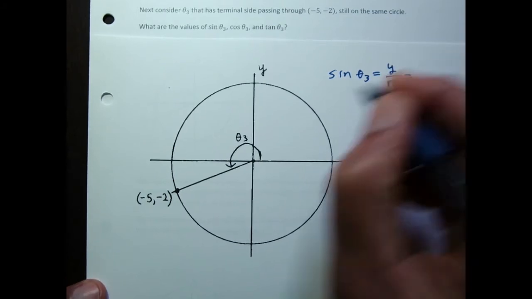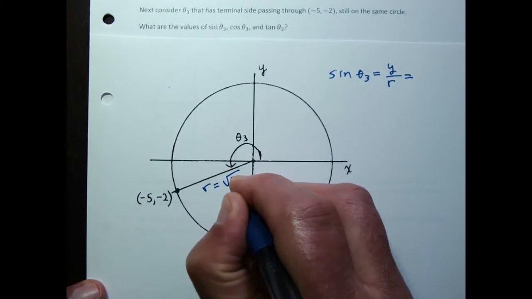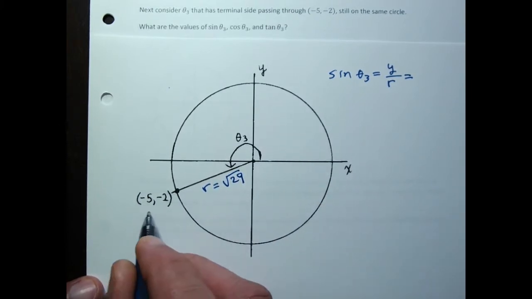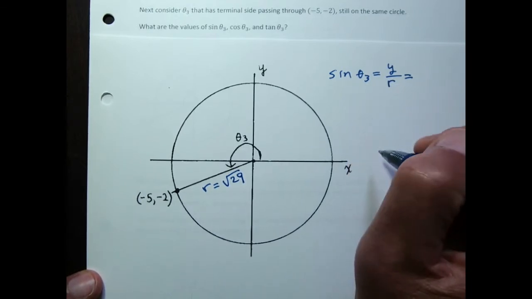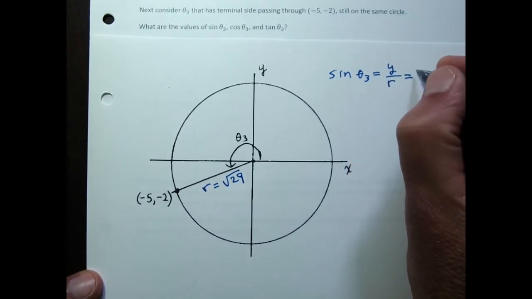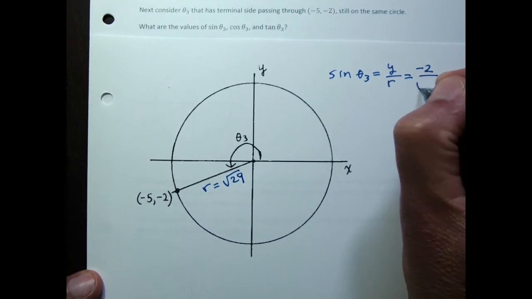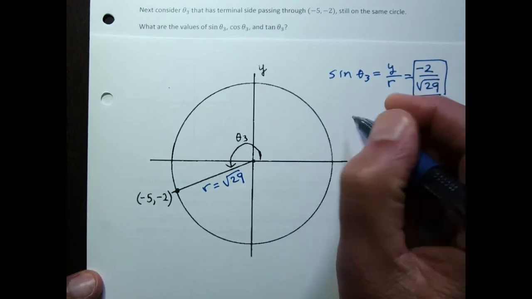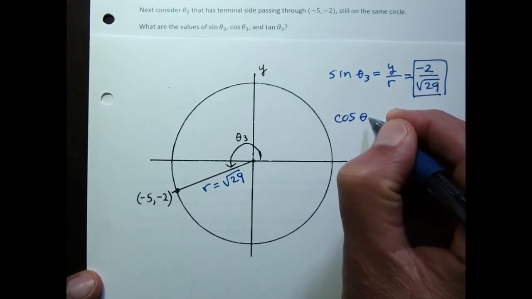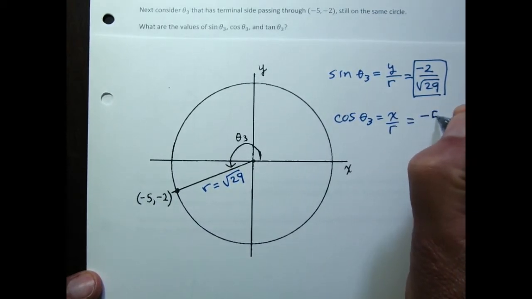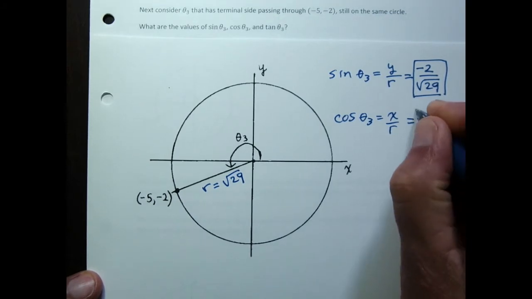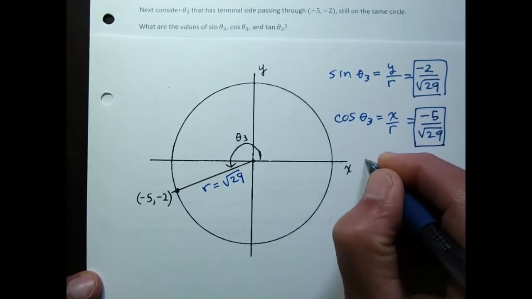Well, we're still doing y over r. So again, r is still the same, square root of 29, but it's the positive and negativeness of these coordinates that are determining whether the sine, cosine, and tangent are positive or negative, right? So for theta 3, y is -2. The radius is square root of 29, so we get a negative sine value. Cosine theta 3 is x over r. X is -5 over radius square root of 29. We get both a negative sine and cosine value.